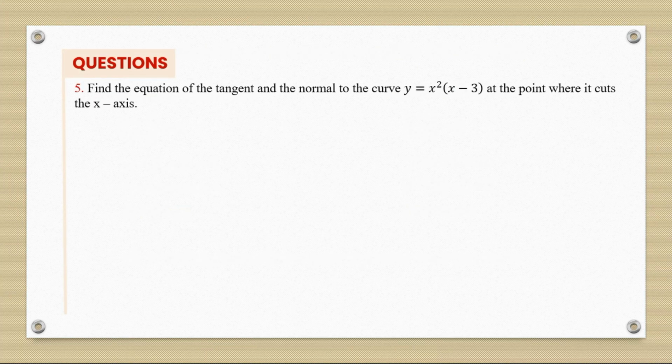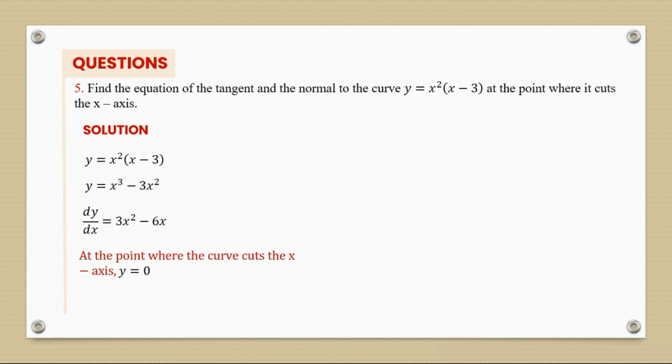Alright, so question 5. We're being told to find the equation of the tangent and the normal to the curve y is equal to x squared into (x minus 3) at the point where it cuts the x-axis. So this is the equation of the curve that we've been given. So when I open brackets, I'll have y is equal to x cubed minus 3x squared. Then when I differentiate that, dy/dx shall be equal to 3x squared minus 6x.